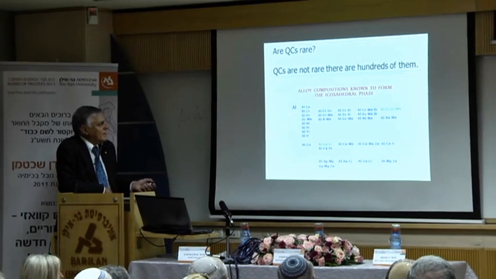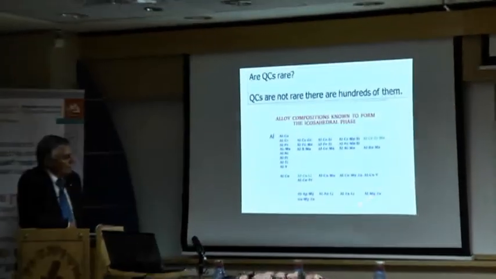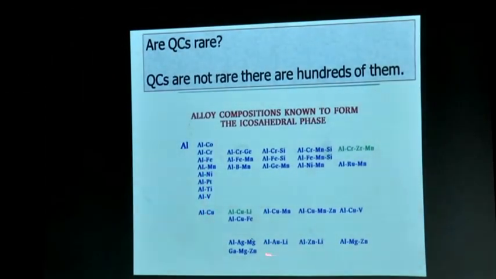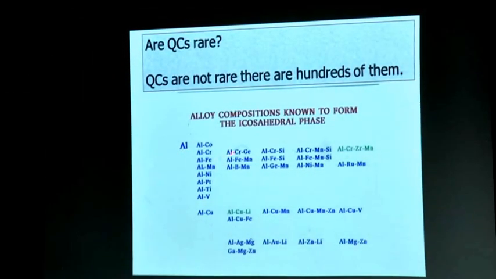And here is a partial list of compositions that contain quasi-periodic materials based on aluminum alone. All these are based on aluminum: aluminum, chrome, cerium; aluminum, iron, manganese, and so on and so forth. They're not rare. There is a huge number of them, hundreds of them.